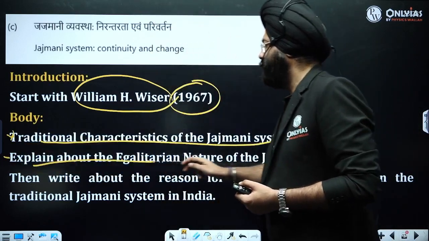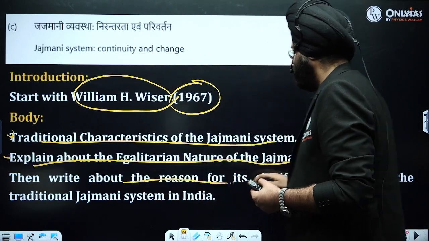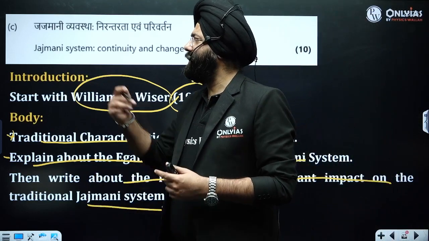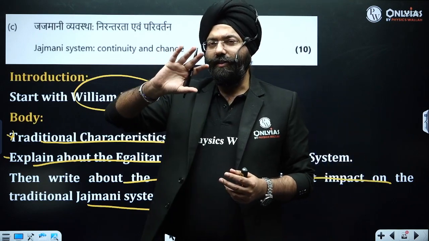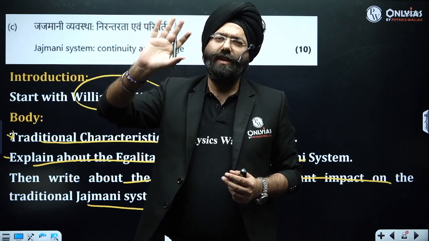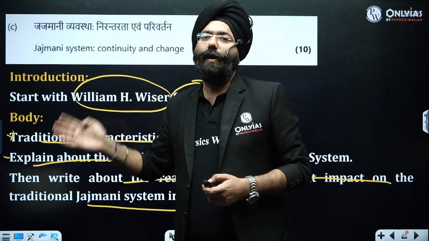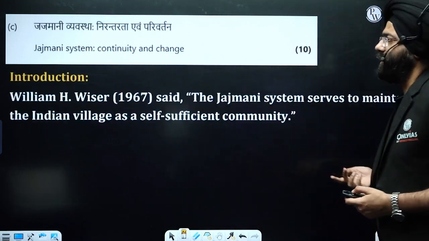देन एक्सप्लेन अबाउट द इगैलिटेरियन नेचर ऑफ जजमानी सिस्टम एंड देन राइट अबाउट द रीजंस फॉर द सिग्निफिकेंट इम्पैक्ट ऑफ द ट्रेडिशनल जजमानी सिस्टम और क्या चेंजेस आए हैं. कंटिन्यूटी एंड चेंज, क्या चीज़ें हैं जो उनके ट्रेडिशनल कैरेक्टरिस्टिक्स हैं, जो कंटिन्यू भी कुछ हुई हैं, जो मेजरली कैरेक्टराइज करती हैं, बट चेंज किन रीजन की वजह से हुआ है, क्या इम्पैक्ट हुआ है, वो आप नीचे लिखेंगे इसमें. सो दीज आर द पार्ट्स. देन रीसेंट सिनेरियोस मेंशन करे जा सकते हैं.